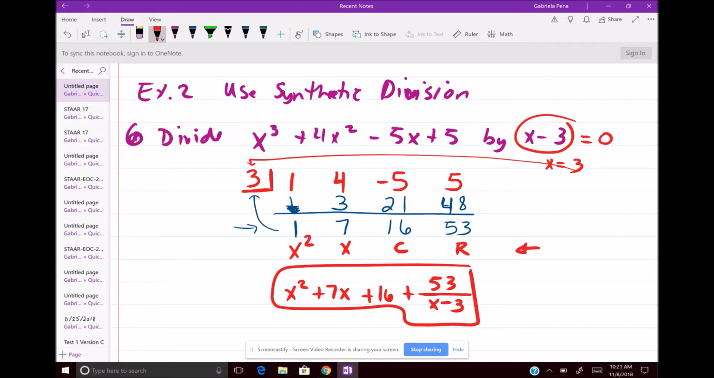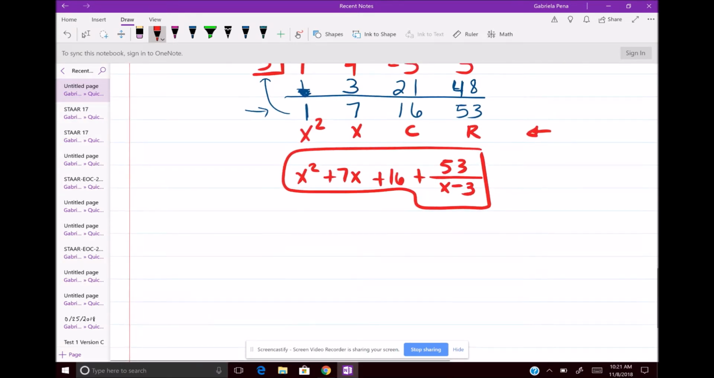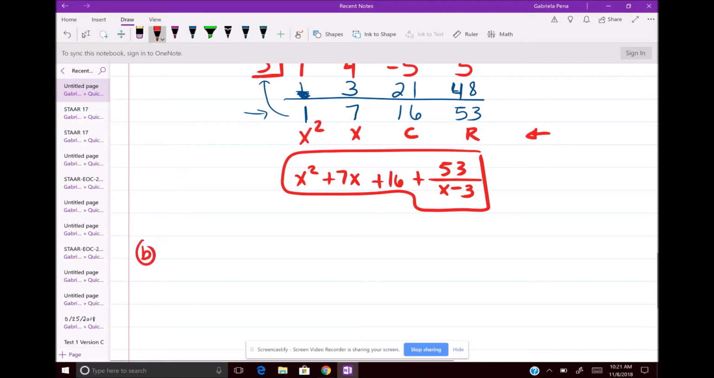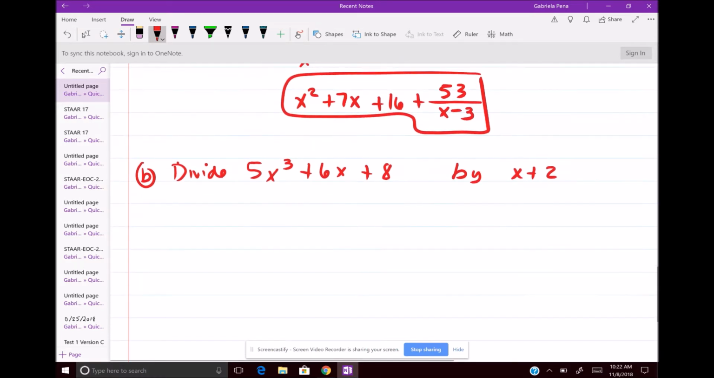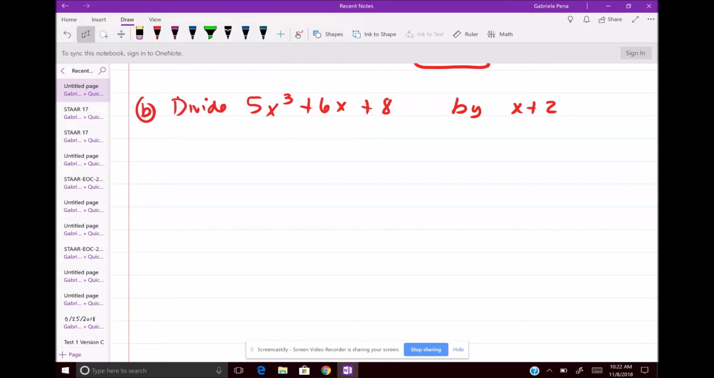Are we okay? So because it's super simple, you try this one. Divide 5x cubed plus 6x plus 8 by x plus 2. Go ahead and try this one. Set up the numbers where they would belong. I'll do it right now to see if we agree.